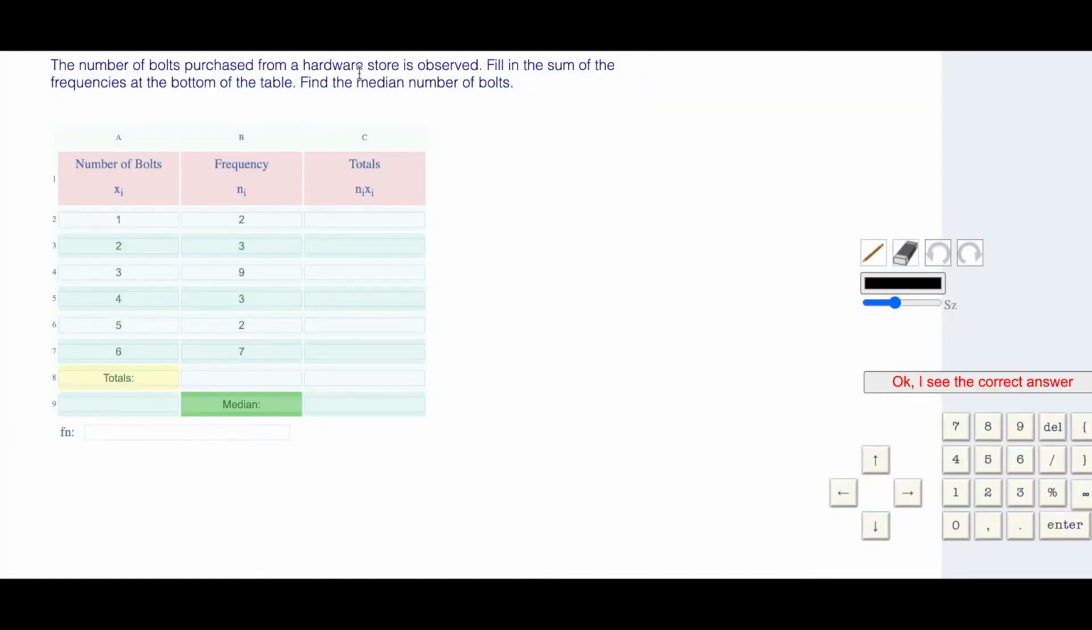The number of bolts purchased from a hardware store is observed. Fill in the sum of the frequencies at the bottom of the table. Find the median number of bolts. We're after the median. We need to find the middle value, the middle number of bolts.